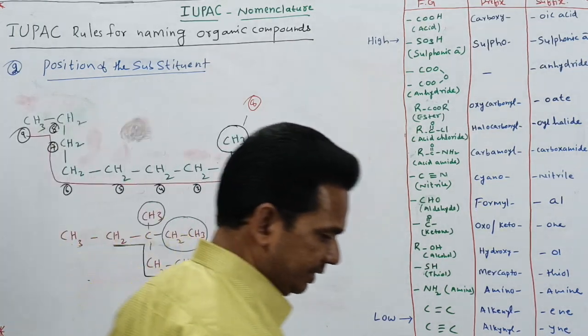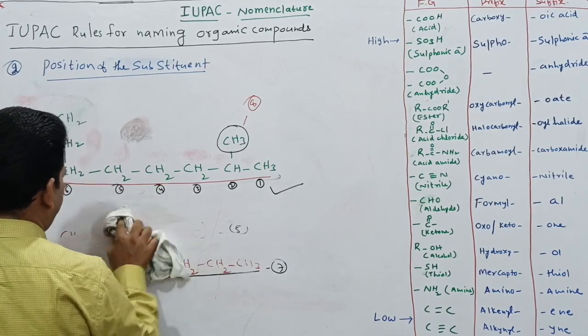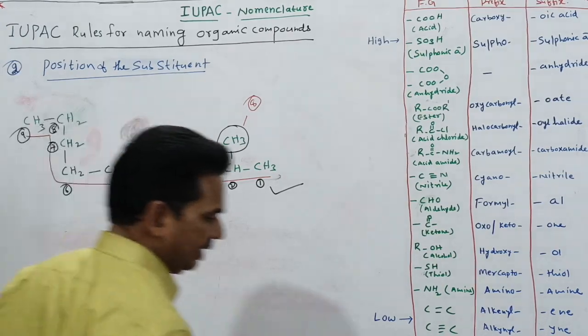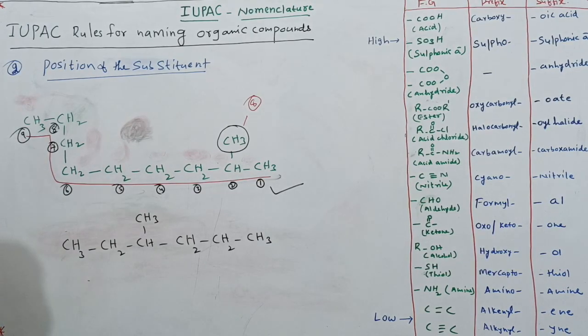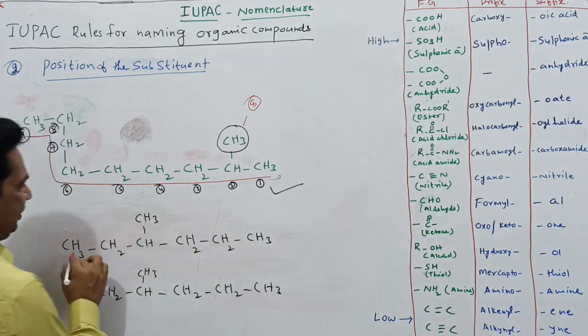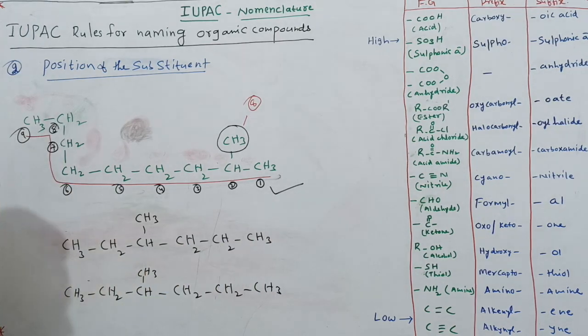Okay, we'll choose one more example. Don't get confused here. Deciding the position is very simple. It is not the difficult part. Now see, from which side you are going to give the numbering. If I give it from the right side, what happens? If I give it from the left side, what happens here? First we have to select the longest chain. This is the longest chain. How many carbons are there? 1, 2, 3, 4, 5, 6.